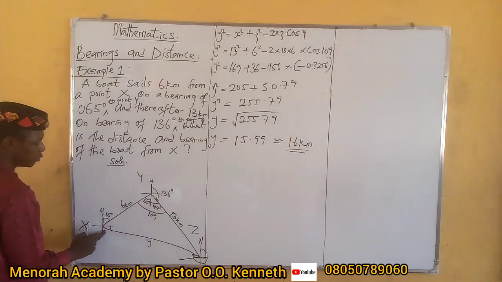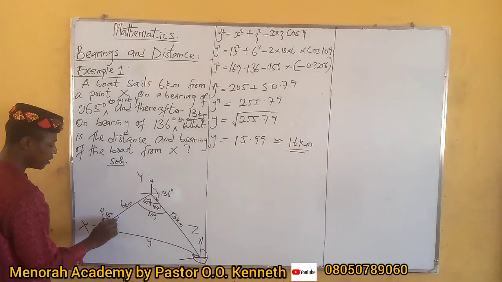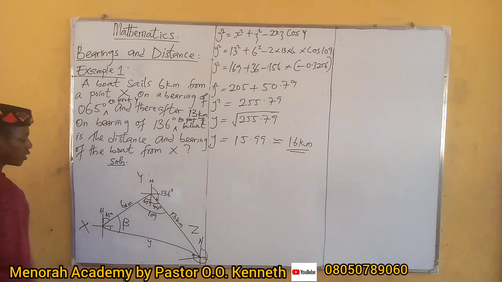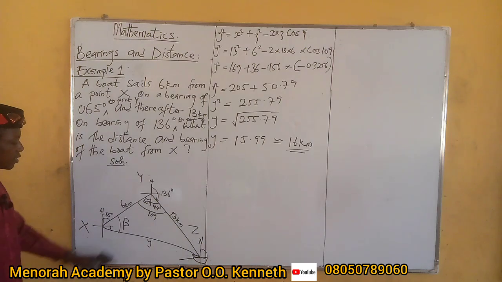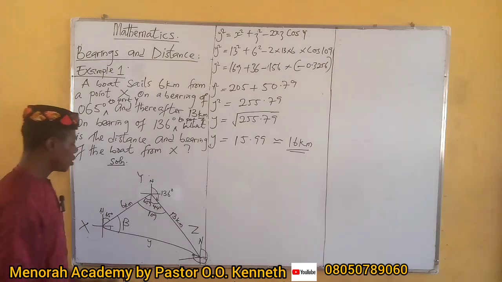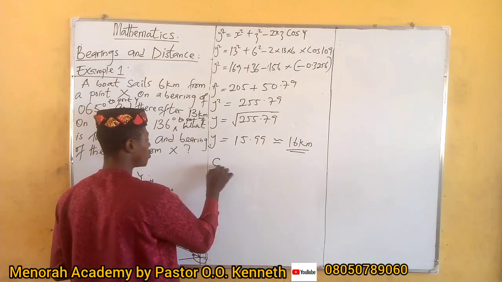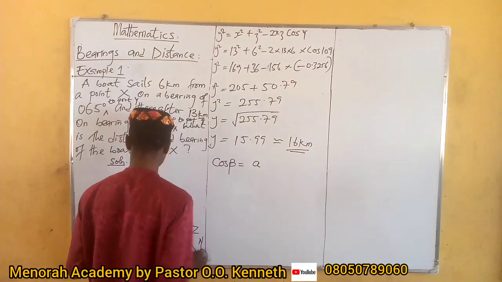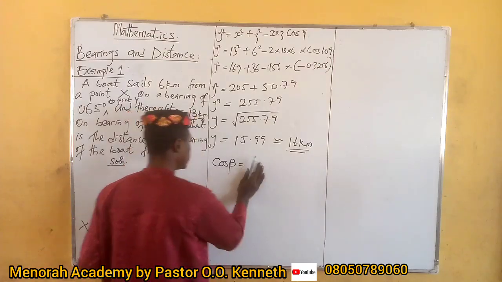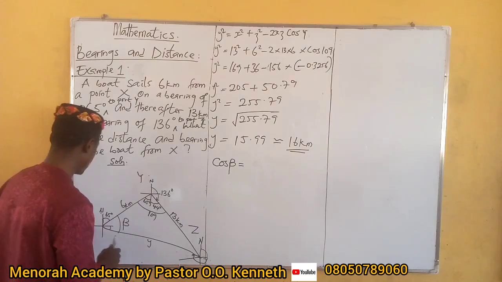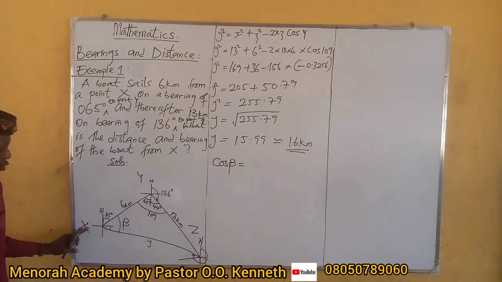To find this angle, we can first of all find the whole angle here first. Let's say the whole angle here is beta. To find this angle, we can still use our cosine rule. If you are using your cosine rule, cos beta is equal to what? Not A, we are not using A here, so we are using x, y, and this angle of x is what we are looking for.